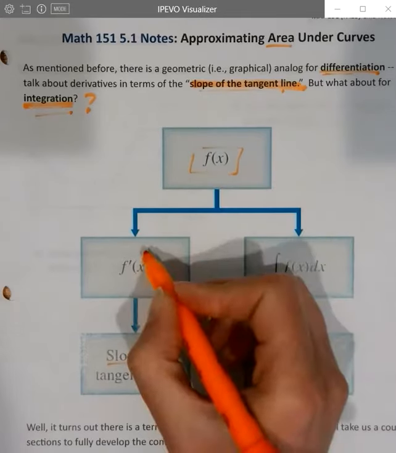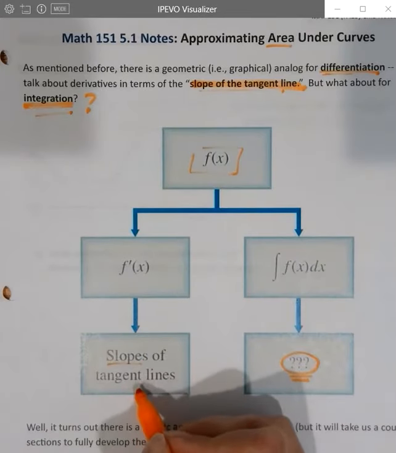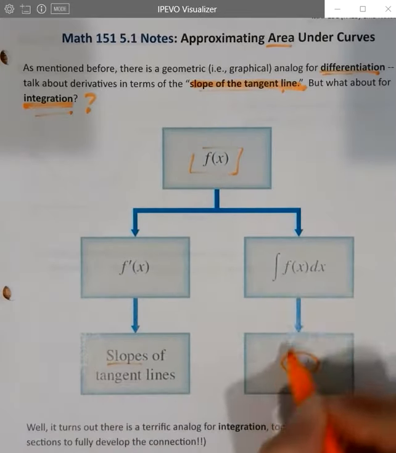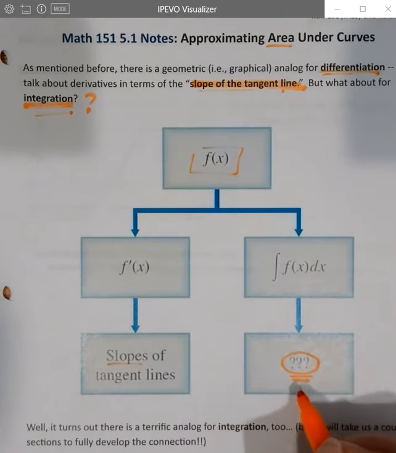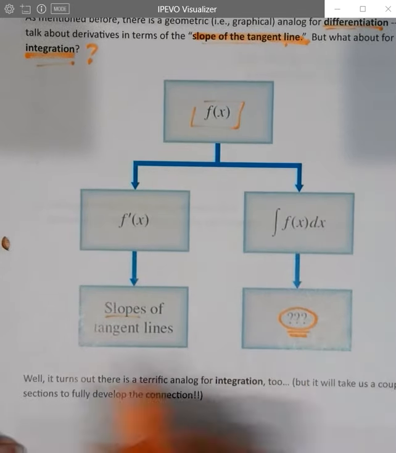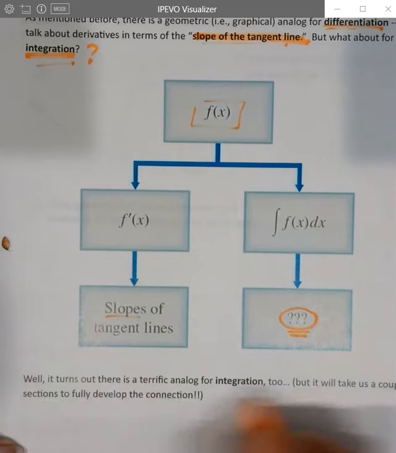For the derivative, we've got lots of applications before. Slope of tangent lines is just one of them. And then the integral, we haven't gotten into any of those applications yet. So it's going to be our discussion for the rest of this chapter. It's going to take us a couple of different sections to fully develop the concept, but we're going to be working on those applications of integration.